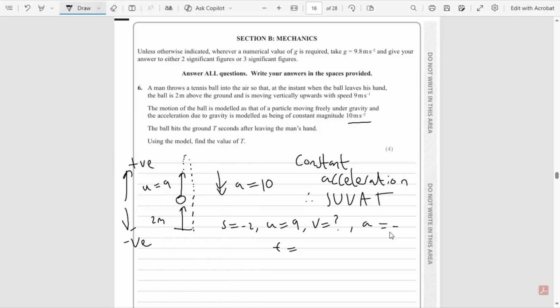So we need to put here -10 because the acceleration is acting downwards to the ground, just like the displacement is behind where we start. So a negative displacement, acceleration is working against us. It's a negative acceleration. And the time we want is capital T. So we want to use S, U, A, and T. Which SUVAT equation will that be?